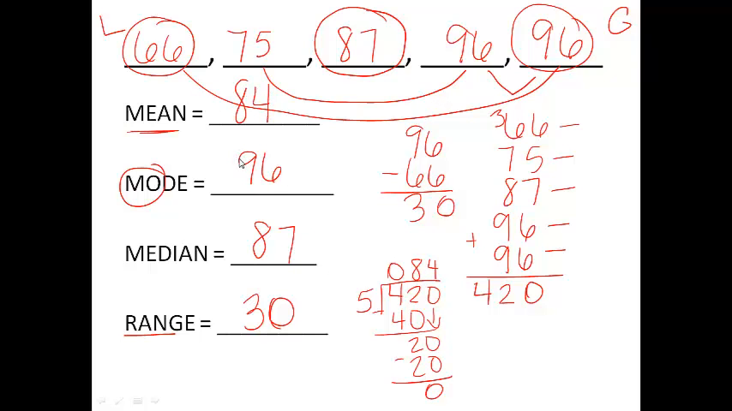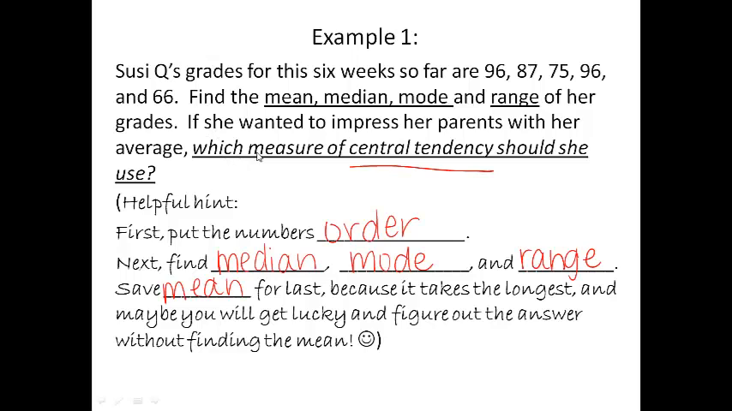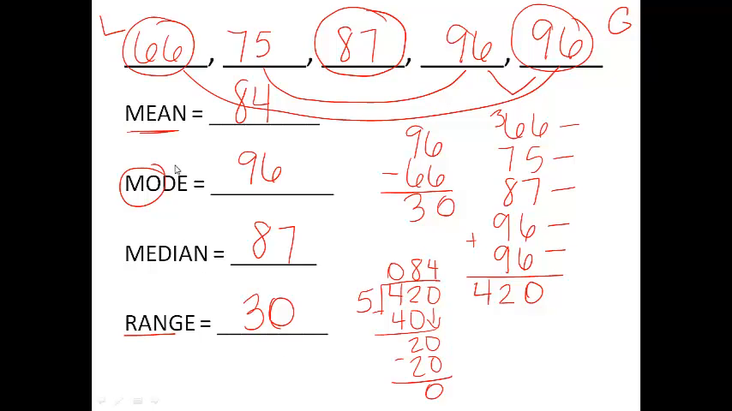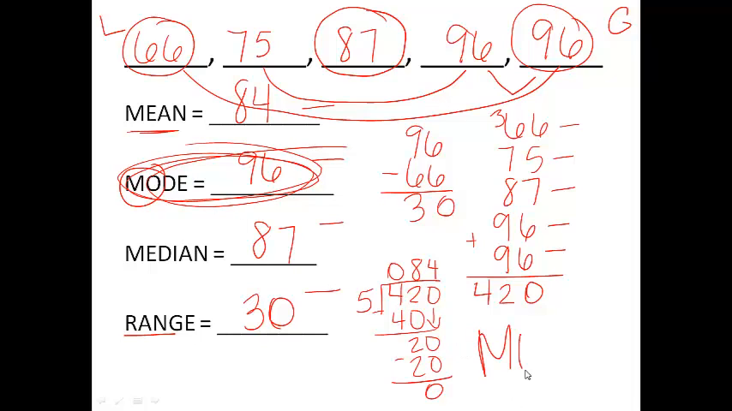Now, if you remember, if we go back, the question asks, which measure of central tendency should she use if she wanted to impress her parents with her average? Well, think about it. Which one of these grades would you want to show your parents for your average? Well, duh, you always want to show your parents an A, so you'd show the mode. So the answer would be mode 96. Okay?